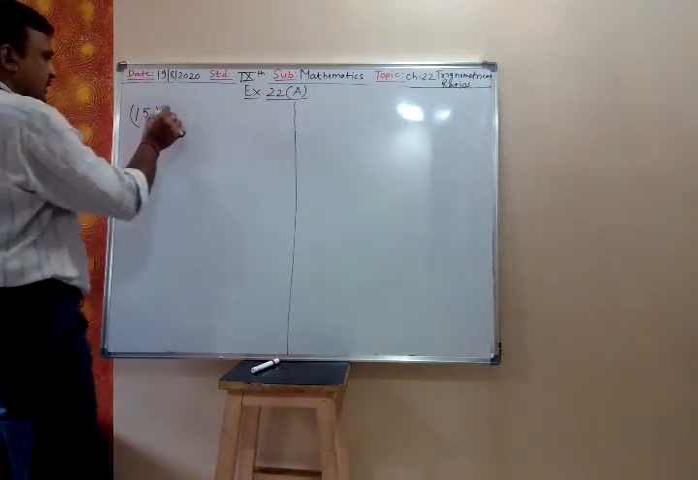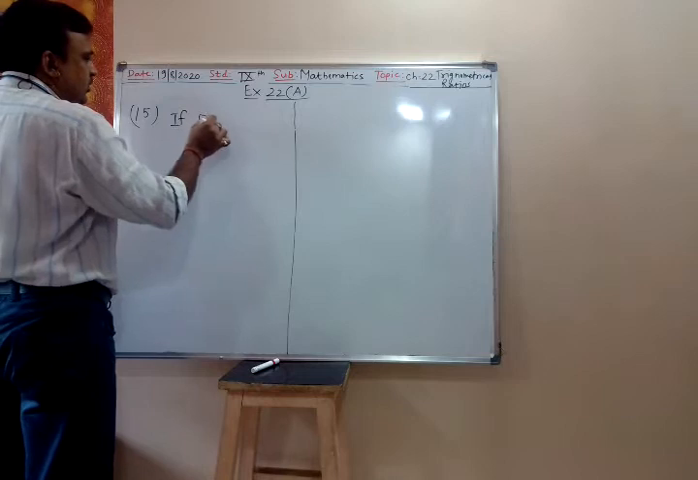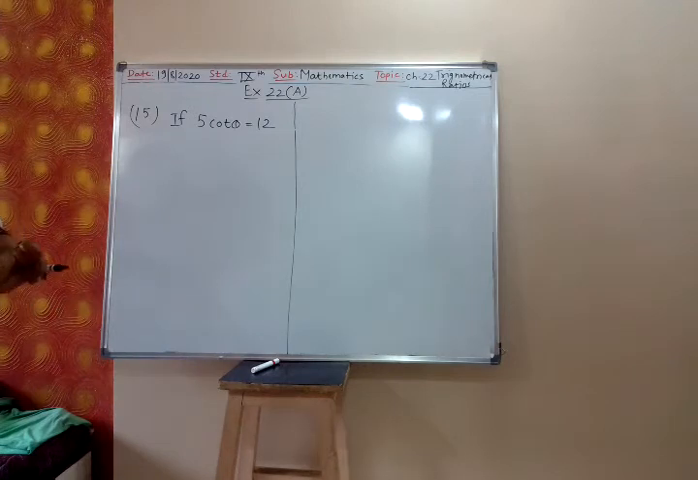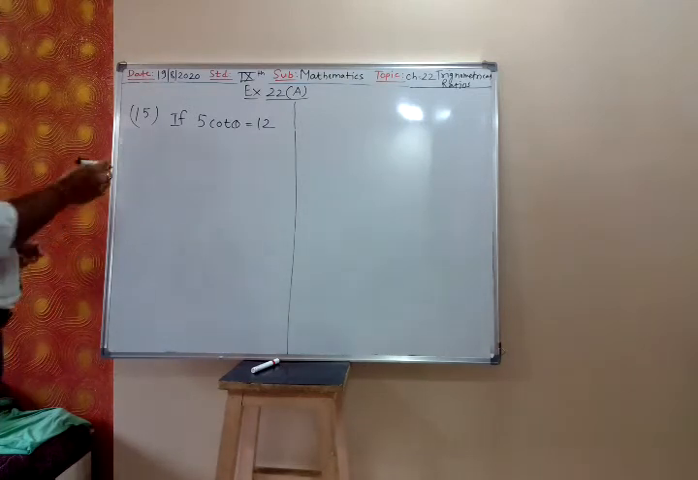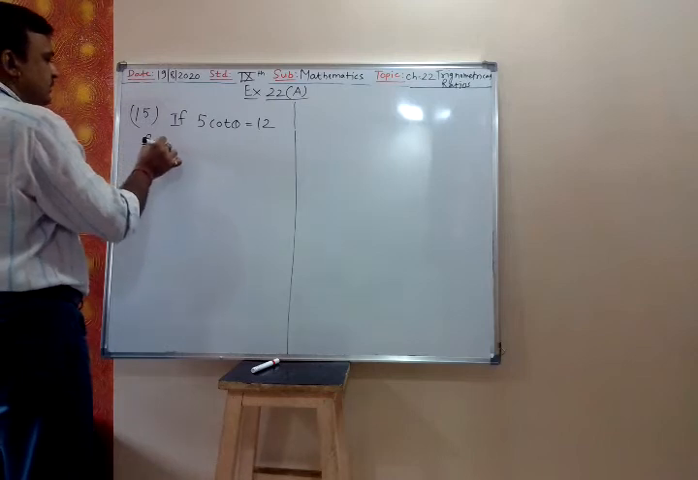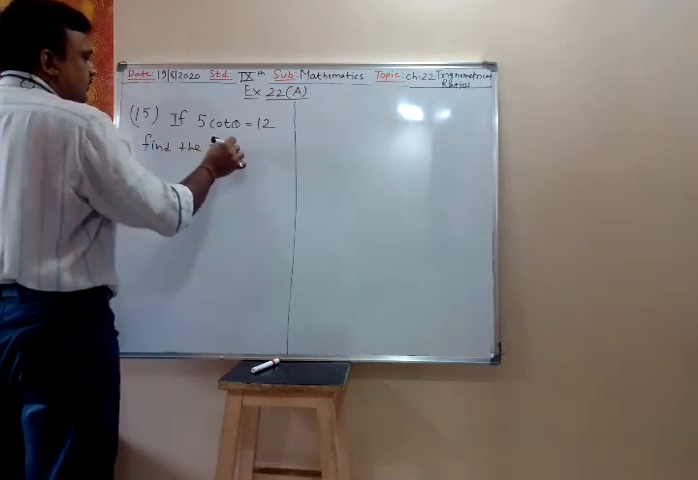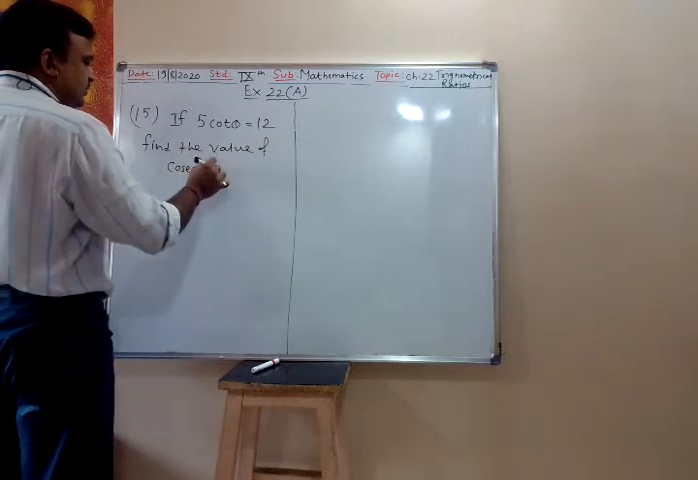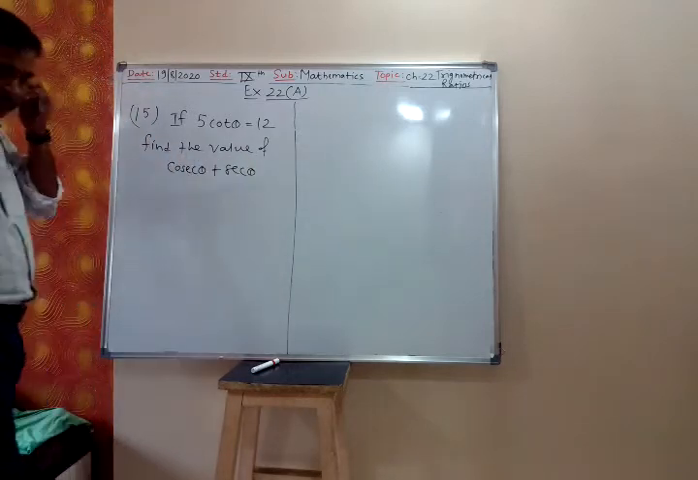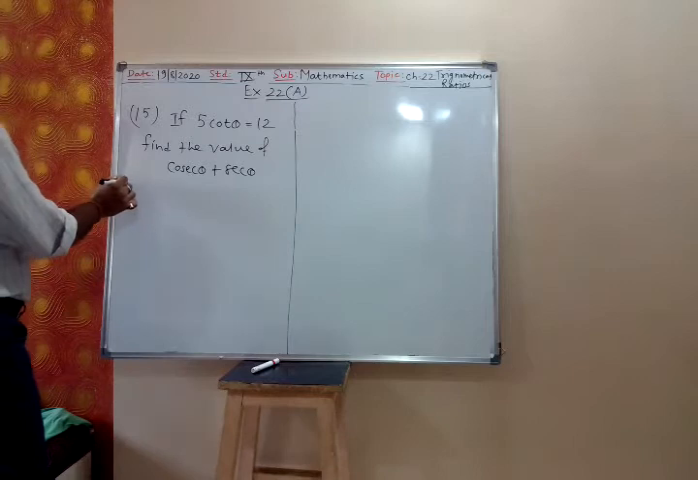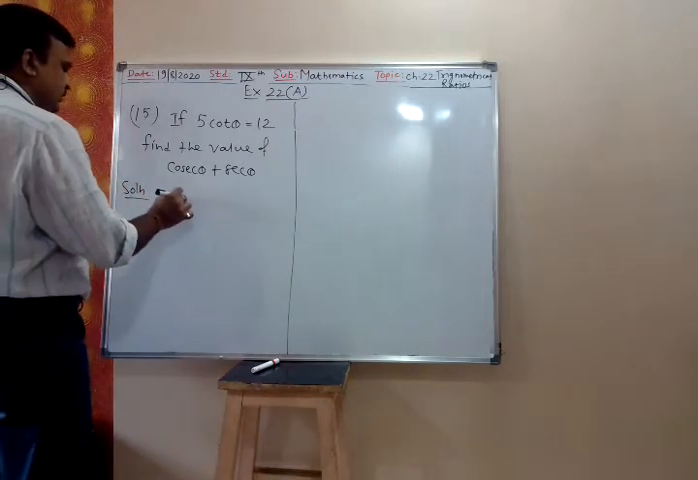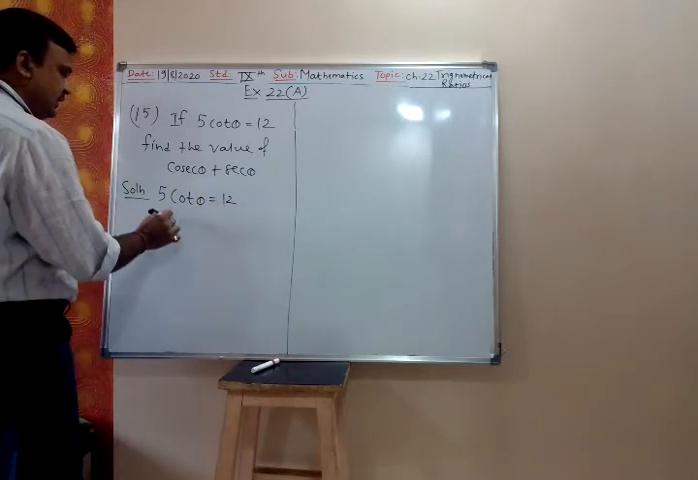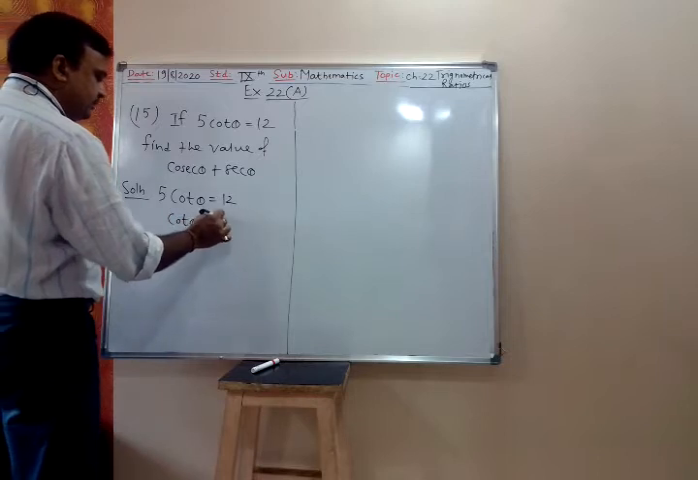If 5 cot theta is equal to 12, find the value of cosec theta plus sec theta. We have only done half of the part, so now let us start. 5 cot theta is equal to 12, so we write cot theta is equal to 12 upon 5.